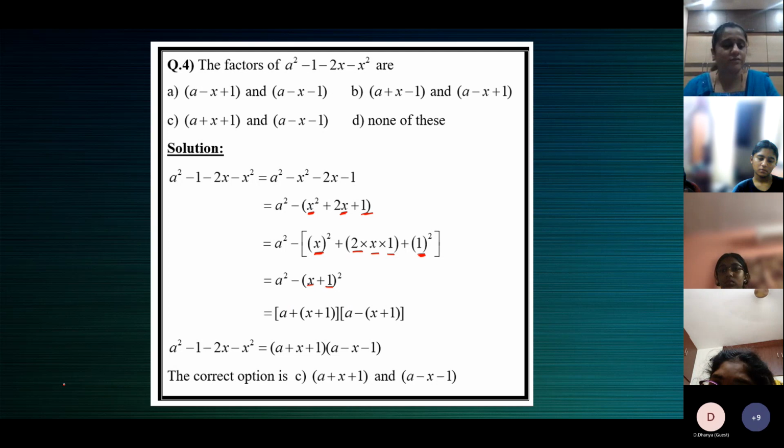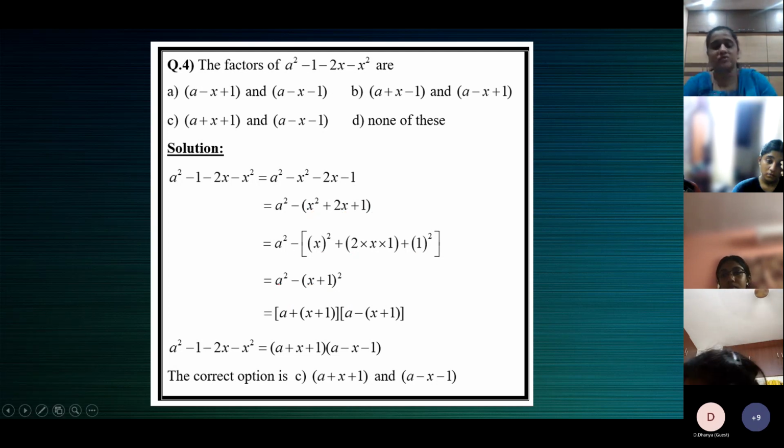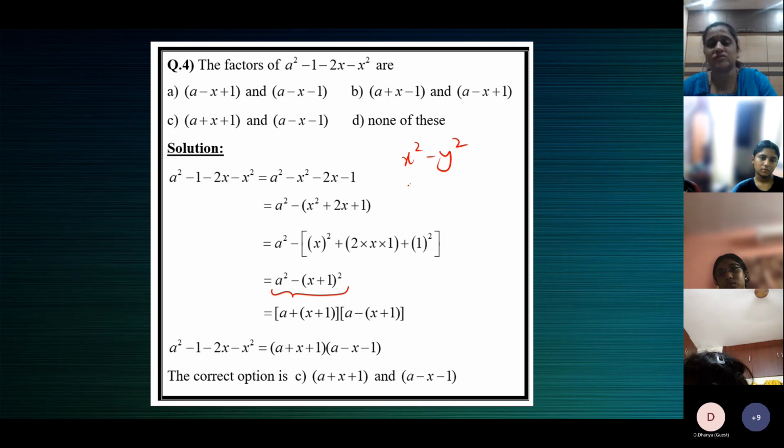Now this is of the form x square minus y square. So x square minus y square is x plus y into x minus y.